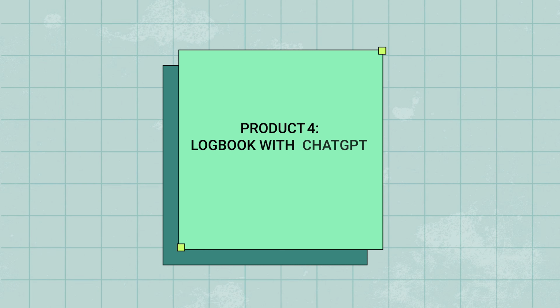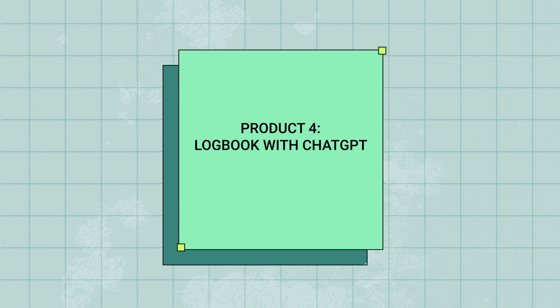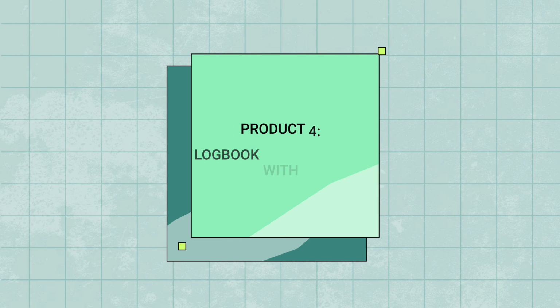Product 3, done. Product number 4 is a logbook, and you can sell these on KDP, Gumroad, or Etsy. And this is how you create one fast. First, you'll go to Amazon and you'll find logbooks that are selling really well in any niche. You take a few screenshots of the interior pages and then you go back into ChatGPT. You'll upload those screenshots and you'll use them as reference images and you'll use this prompt.